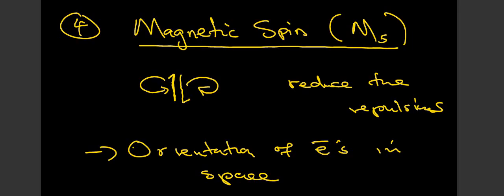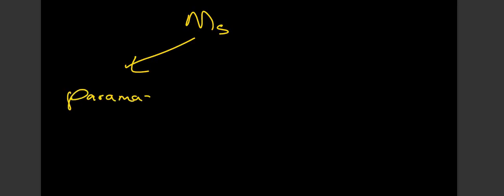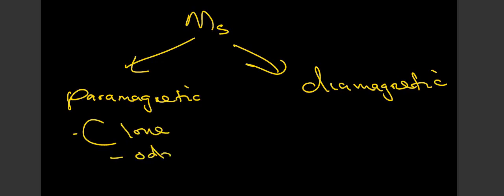So there are two words that we'll be using. The MS, the magnetic spin quantum number, is going to determine whether a particular element is called paramagnetic or diamagnetic. Paramagnetic just means a lone pair, or rather let me say an odd number of electrons. Then diamagnetic means they are paired.